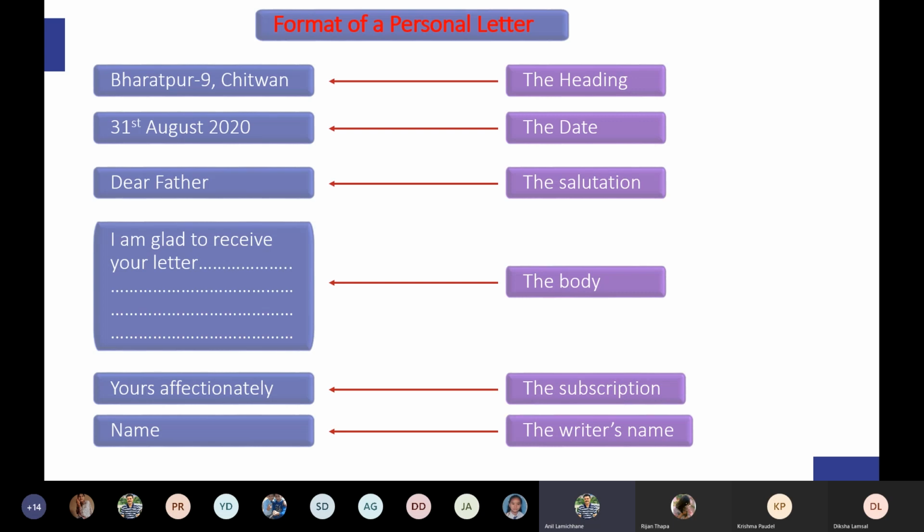Then the first paragraph is very short: what you are going to write in this letter. Especially when you are asked a question and have to draft on it, accordingly you introduce the subject matter in the first paragraph, give all the details of that subject matter in the second paragraph, and the last paragraph is the concluding paragraph. When this finishes, then the subscription, yours affectionately, and the writer's name. This way, the letter must be in this format.